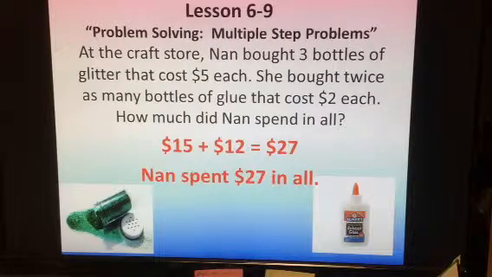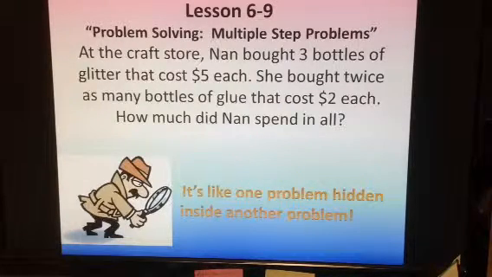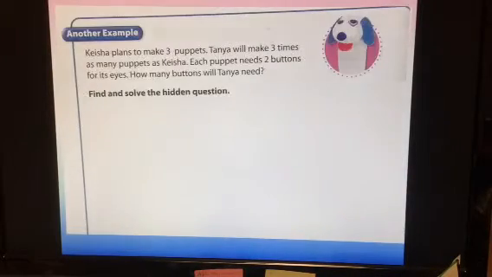15 plus 12 is 27. She spent $27 in all. Wow, complicated problems today. This was a tough lesson. It's like one problem hidden inside another problem, says the detective. Another kind of problem here, same kind of idea though.